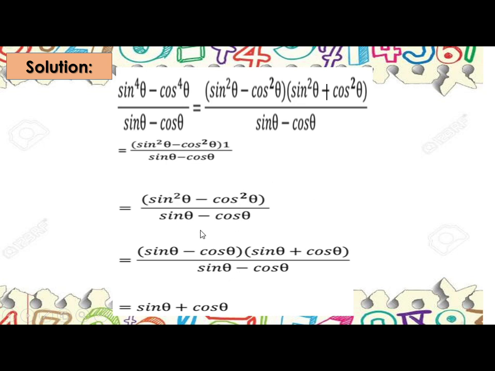And then, copy the denominator. As you can see here, we have the same sine theta for the first term and second term. So we can actually cancel out that one. At ang matitira po will be sine theta plus cosine theta. And that will be now the final answer. So we have here the simplest form of this expression, which is sine theta plus cosine theta.